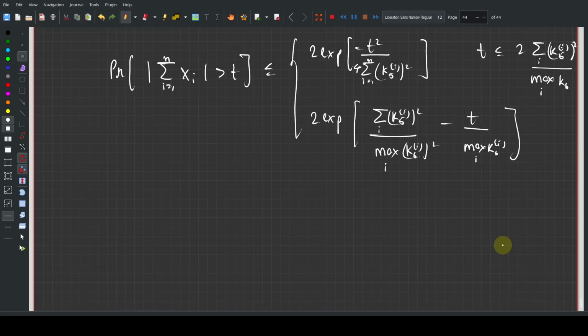So how many of you have taken a course on information theory? Or how many of you have not taken a course on information theory? Okay, so 3 of you, 4 of you.